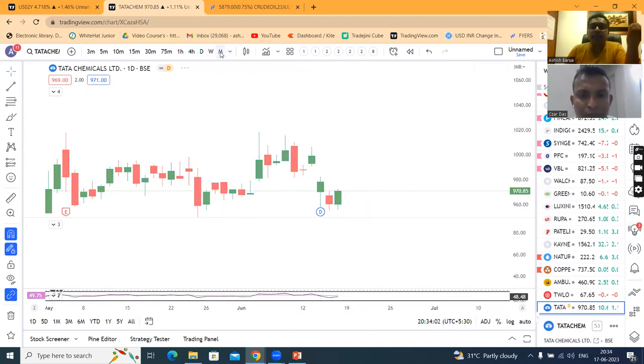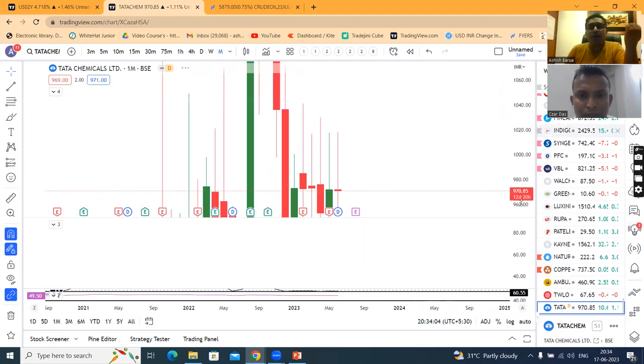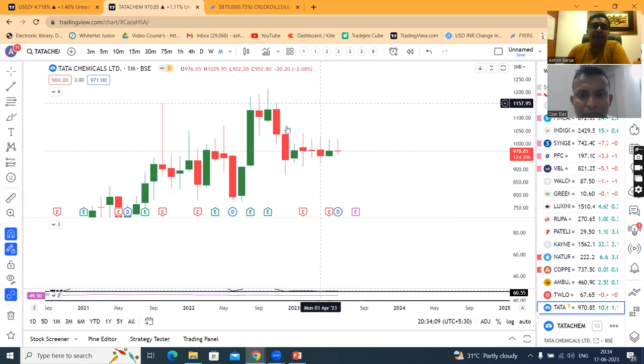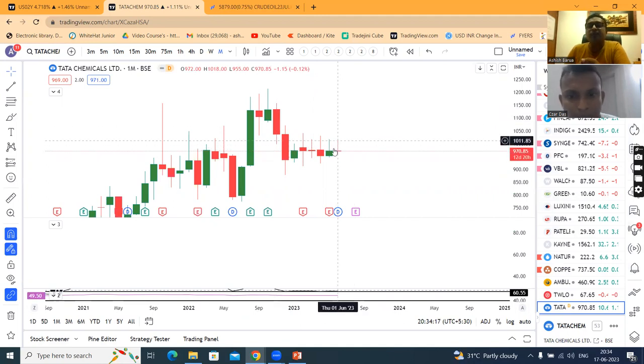If I click on monthly, one candle, these are called the candles. I'll come to that in details. This candle comprises of the month of November. If I come to this candle, it comes to the month of June. Previous candle, month of May. That means the entire May month, 1 month activity is captured here.